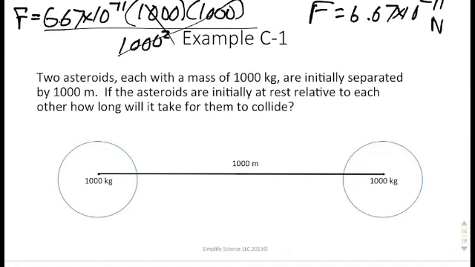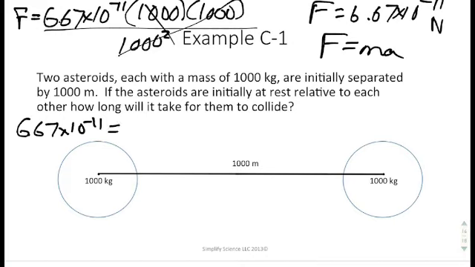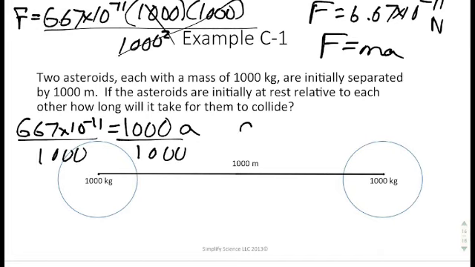So now our link between the gravitational force is Newton's second law, so we say F equals ma. Or in our case, it would be 6.67 times 10 to the minus 11th equals 1,000 a. Divide both sides by 1,000, and what you get is a is equal to 6.67 times 10 to the negative 14th. And now we're in meters per second squared.